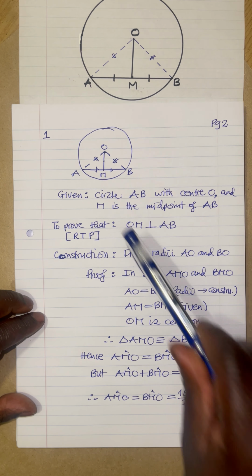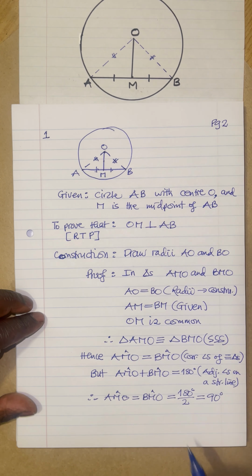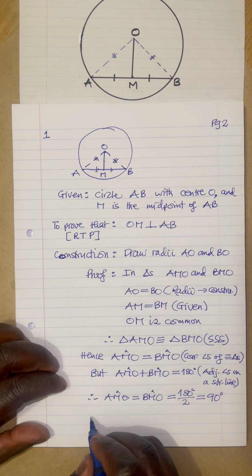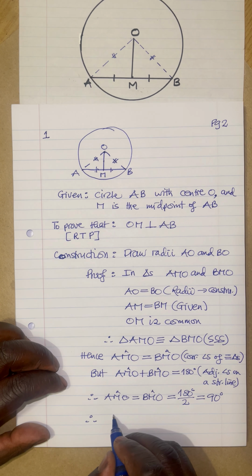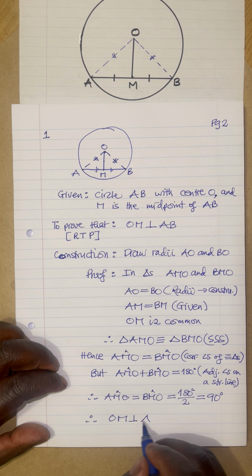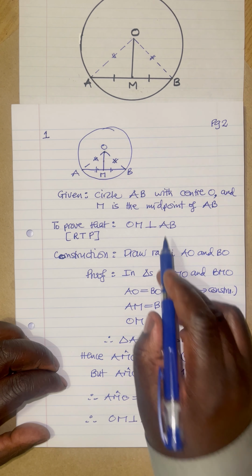Now, if this angle is 90, AMO is equal to 90 and BMO is also 90, it tells us that OM is perpendicular to AB. The conclusion is therefore OM is perpendicular to AB. And that's what we're required to prove up here, as you can see.